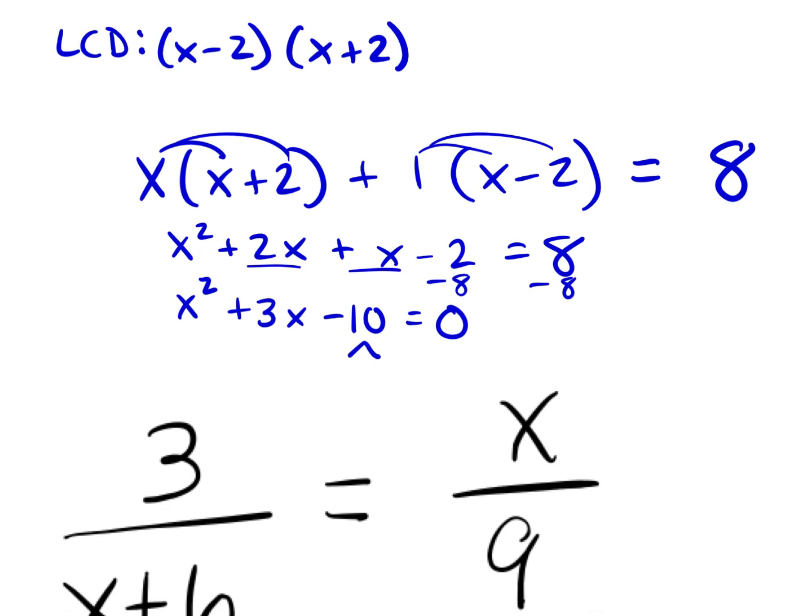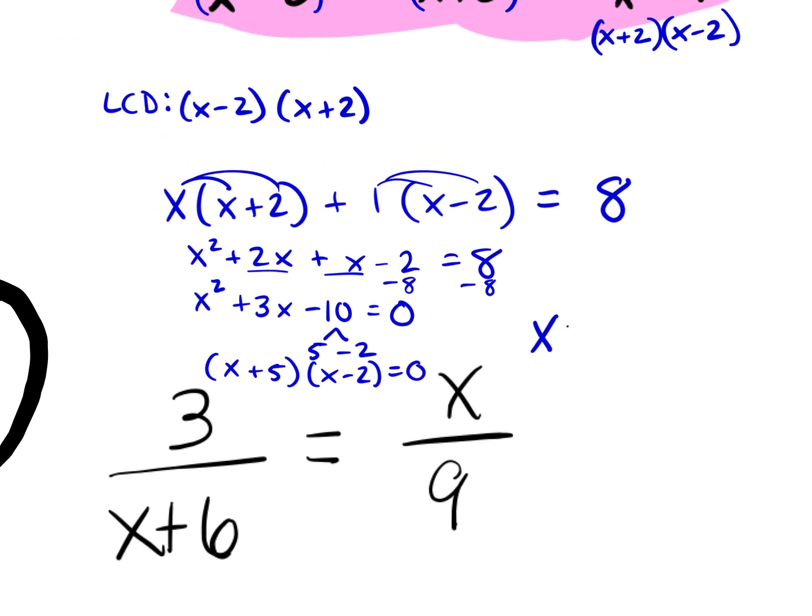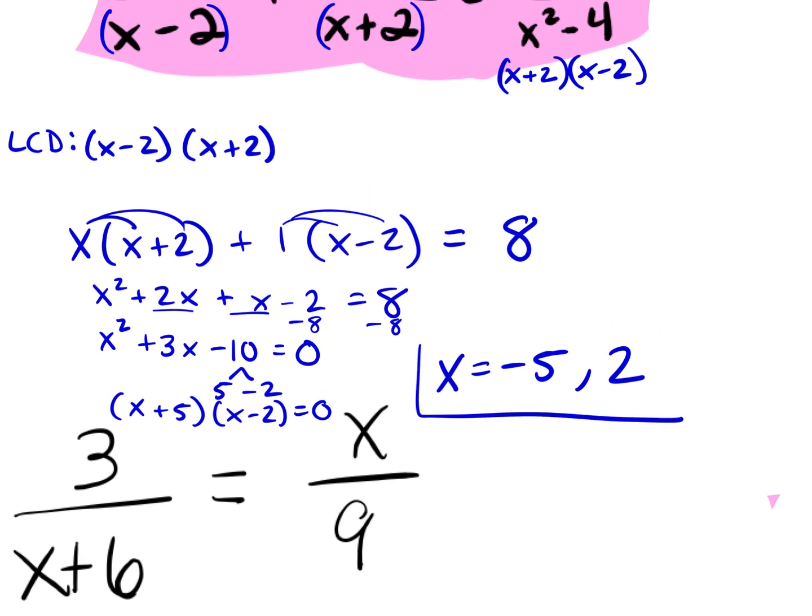What are two factors of negative 10 that add to 3? 5 and negative 2, perfect. So x plus 5 and x minus 2 equals 0. So what would x equal? Negative 5 and positive 2. What do we have to do?